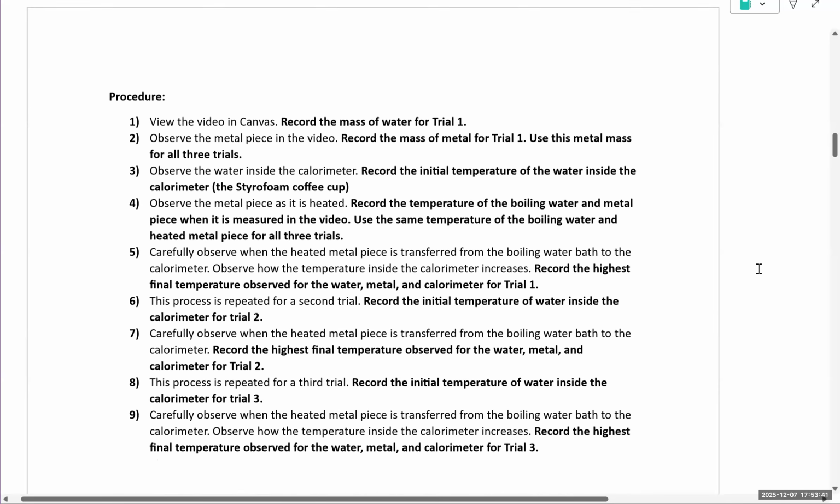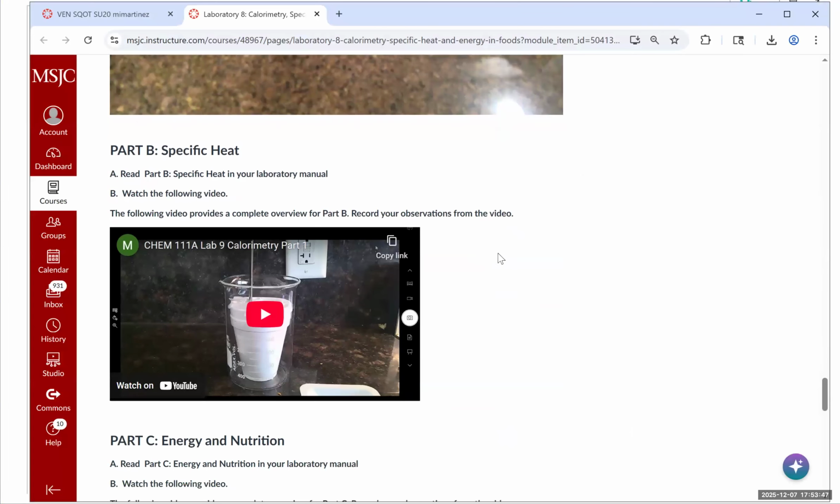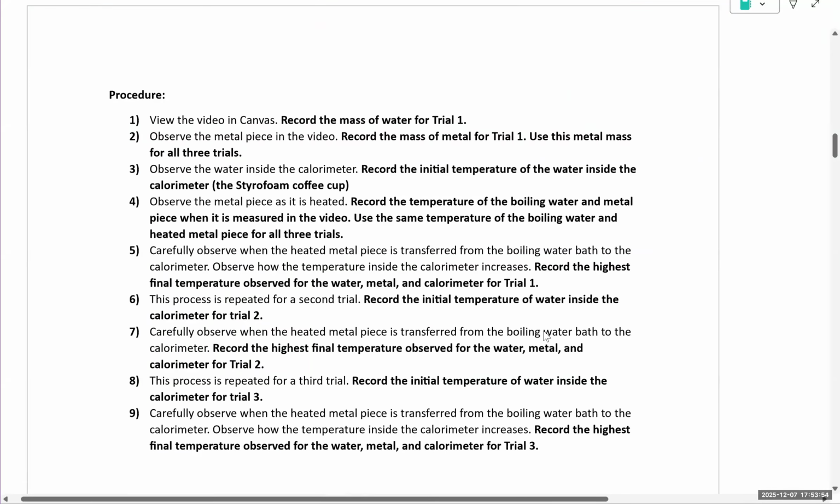So what are we doing? So here's our virtual lab procedure. We're going to view the video in Canvas. So here's the video. This is the part B laboratory, and let's make sure we know what we're keeping our eye out for. We're going to make sure to record the mass of water for trial 1. We're going to observe the metal piece in the video, and we're going to record the mass of metal. We're going to use the same metal mass for all three trials. The mass of metal is not going to change.